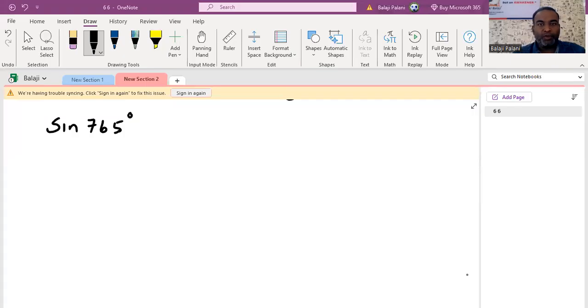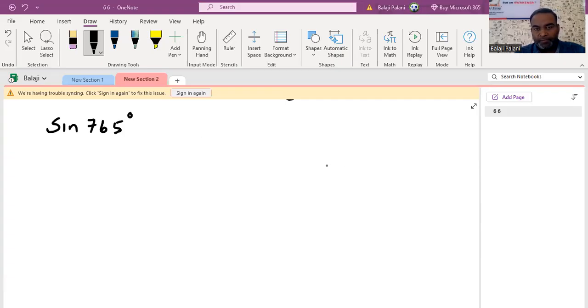இதுல first question, we will check a question from trigonometry. Sin 765. We're going to find the value for this sin 765 degrees. In the question, we have two different approaches. One is quadrant based, the other one is formula based.